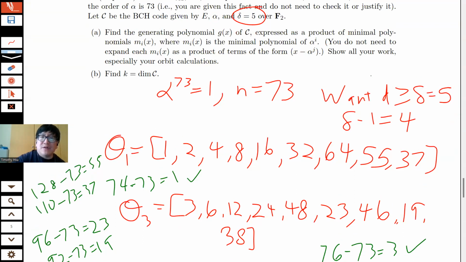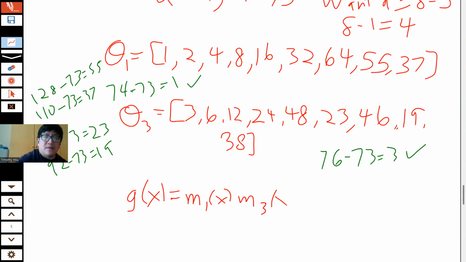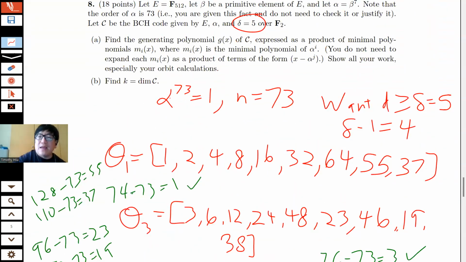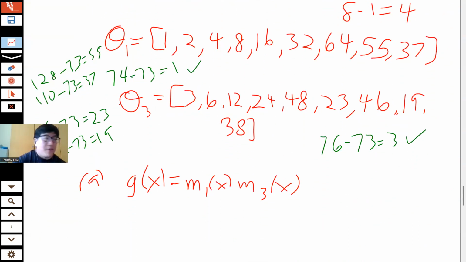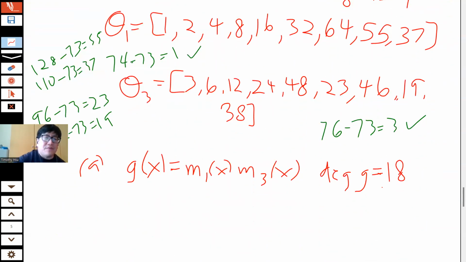So find the generating polynomial g of x. You have to show the work, but the real answer to part A is that g of x equals m1 times m3. That's expressing the generating polynomial as a product of minimal polynomials. But then the thing you really need to know is that the degree of g is in fact 18: 9 and 9.